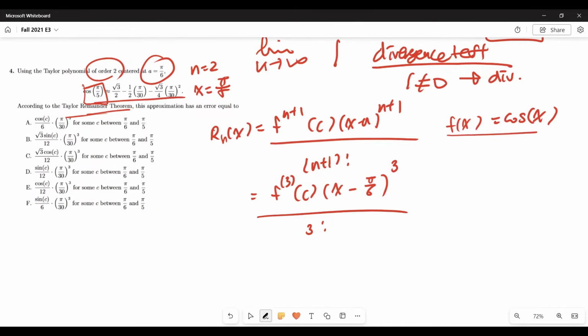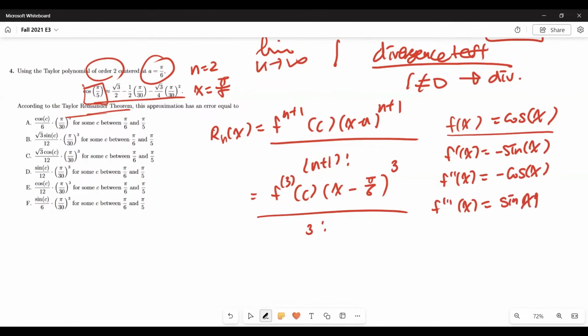So let's say f of x is cosine of x, and let's take derivatives. F prime of x is negative sine x. The second derivative would be negative cosine of x. The third derivative is going to be sine of x. Right. And we're evaluating the third derivative at c, so it's going to be sine of c. Cool.